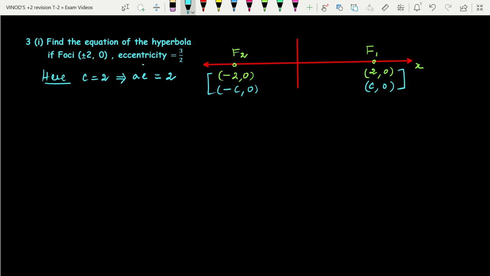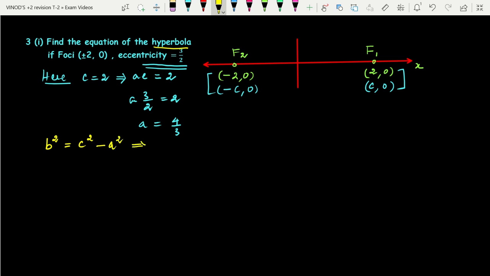The eccentricity value is given to be 3 by 2. So A into 3 by 2 is equal to 2. On cross multiplying, we get A is equal to 4 by 3. Now what is the formula for B square? B square for hyperbola, because this is a hyperbola, is C square minus A square.